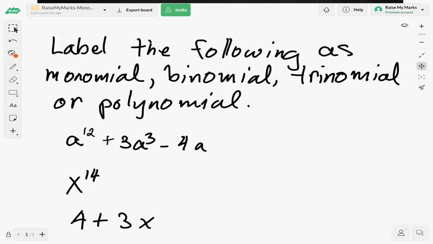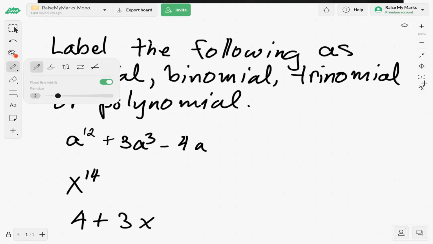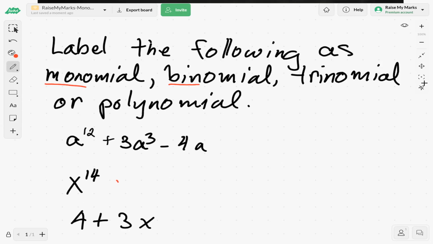So a single term is a monomial. So mono. When you have two terms, then we have a binomial, bi. And three terms, so tri is a trinomial, and anything more than three terms is poly and a polynomial.